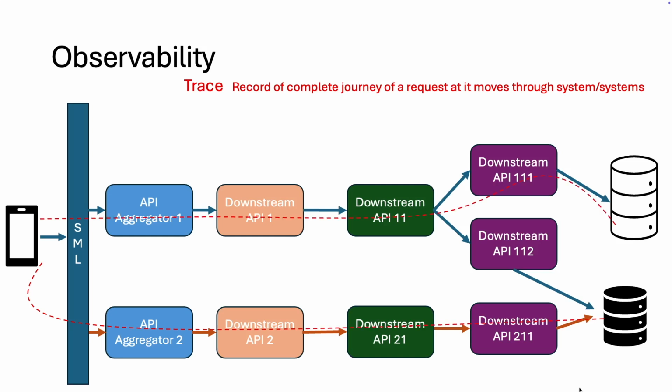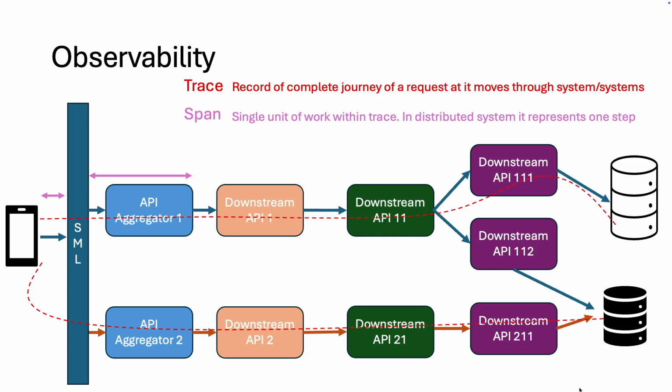And then there is another concept, which is span. And what is a span? It is a single unit of work within a trace, and in a distributed system it represents one step. That is, between mobile and SML layer, that is one span. Between SML and API aggregator, there is another step. And then between downstream API 1 and API 11, that is another step. It represents one step in a distributed system, and that is why it is a single unit of work within a trace. In another sense, a trace consists of many spans.